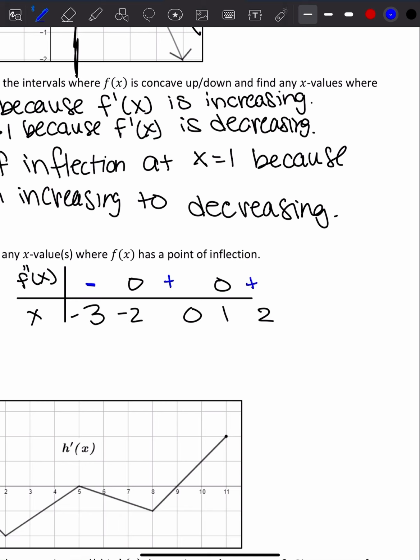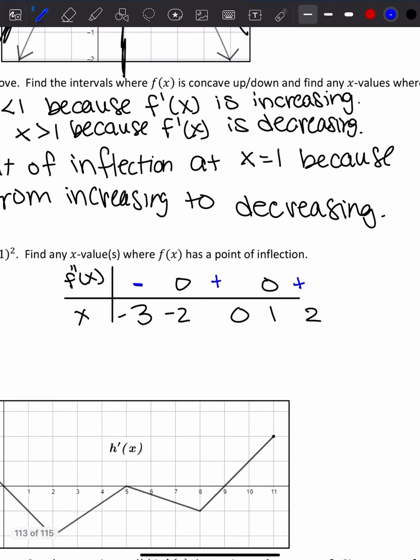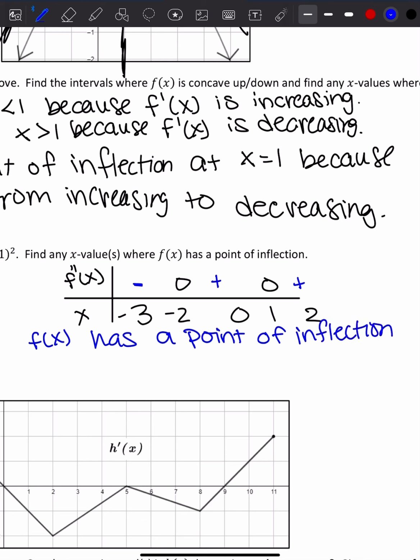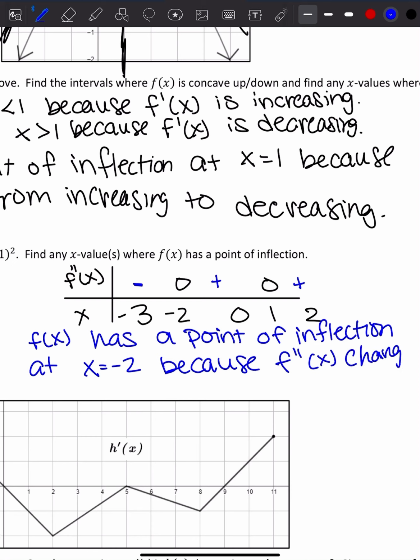So a POI, or a point of inflection, only happens when our sign changes in our second derivative, either from negative to positive or positive to negative. Looking at this, the only time we have a POI is at negative 2. And that's because f double prime of x changes sign at x equals negative 2.